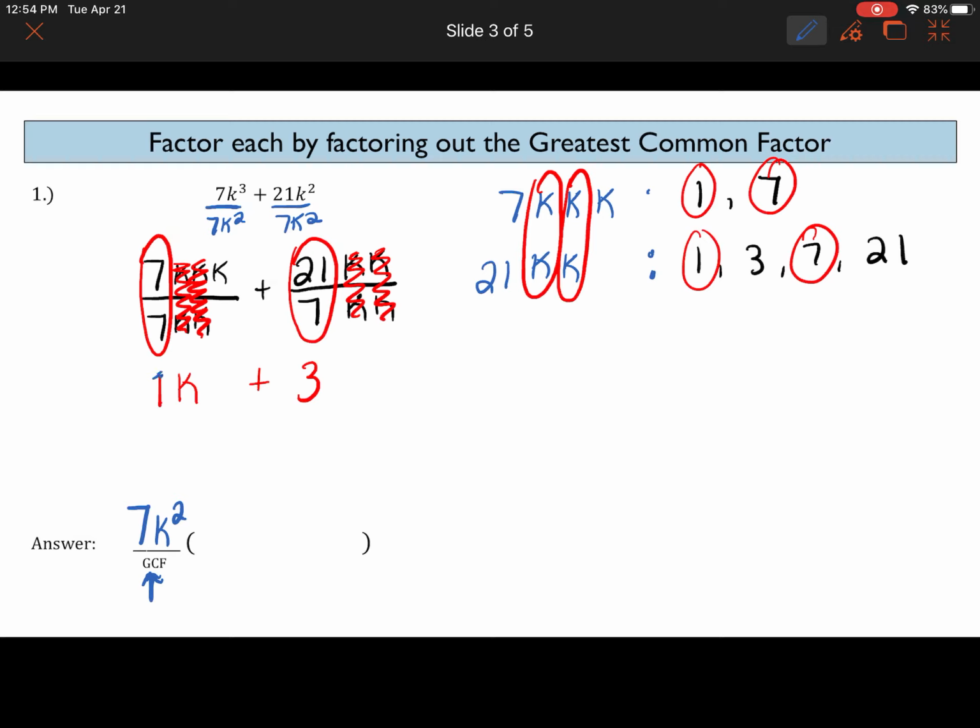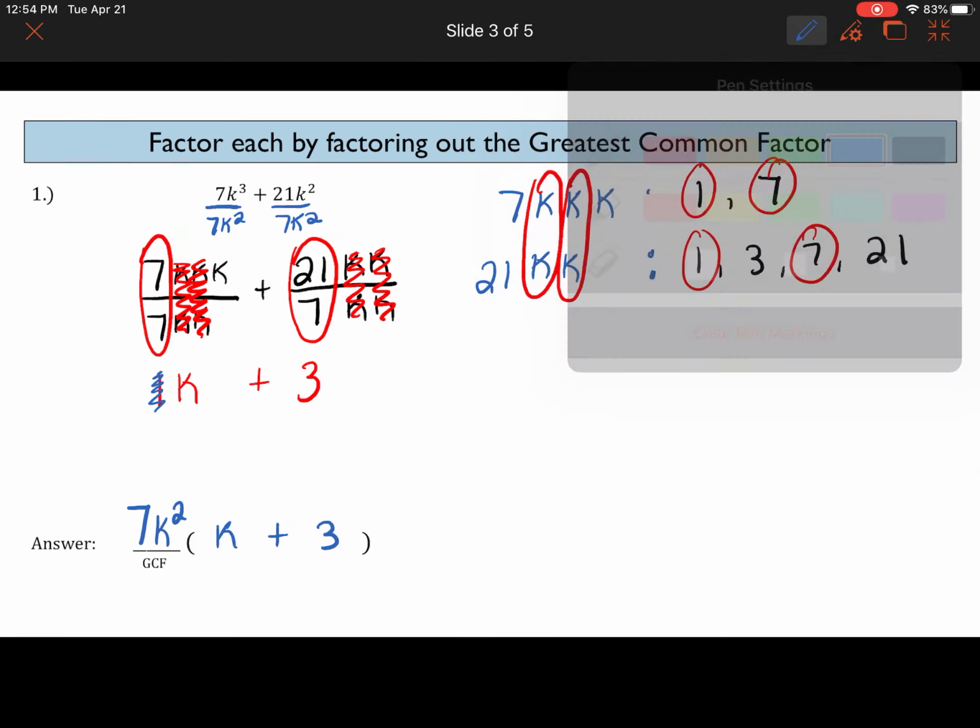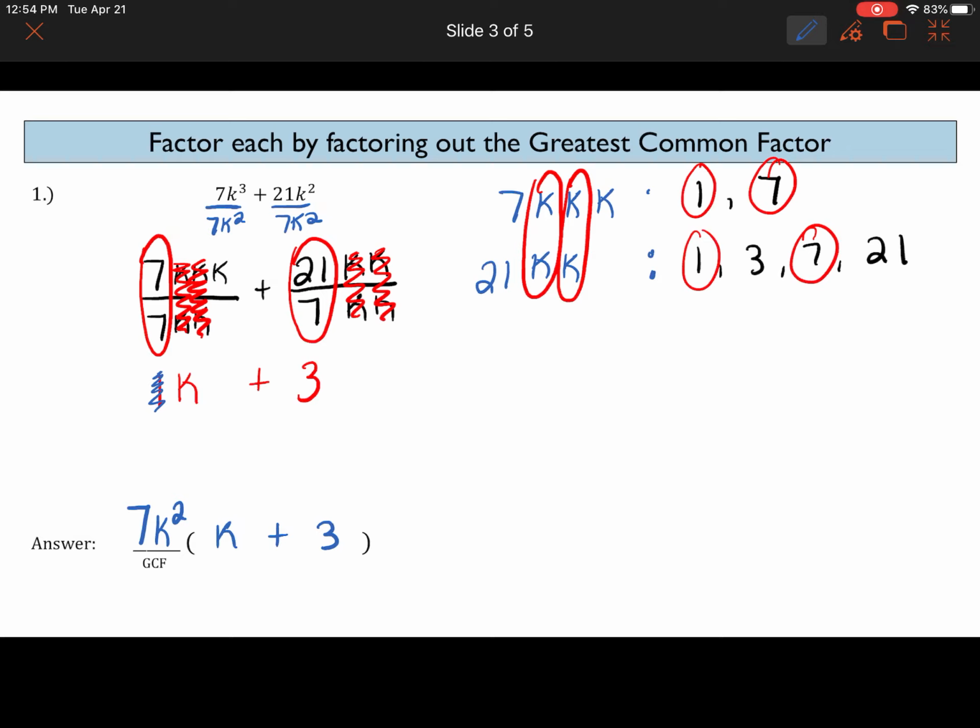1k, and we really don't need the 1. You don't need a 1 outside of a variable. It's invisible. So k plus 3. So my answer here is 7k squared times k plus 3. This is the answer.